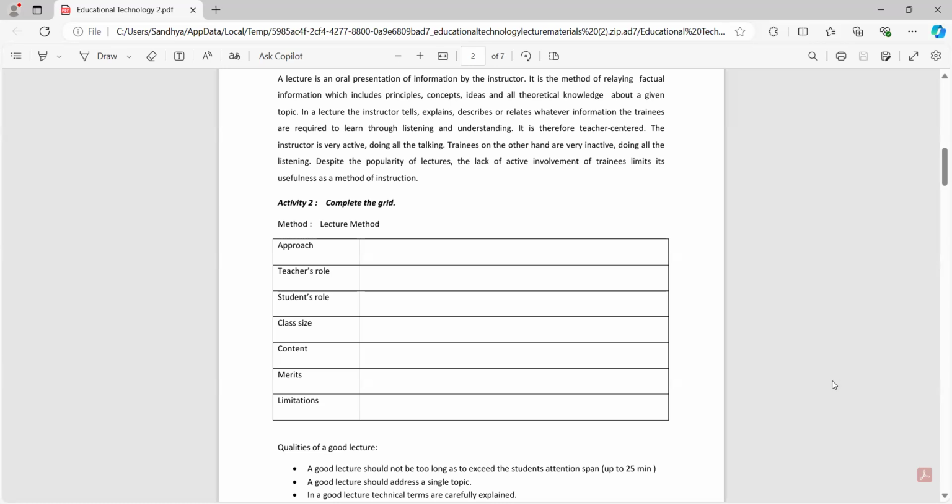Then what are the limitations of the lecture method? All the students are passive. Students are made to be passive learners. Listen and learn. Because of that, they are demotivated. It's a big disadvantage of the lecture method. And what else?